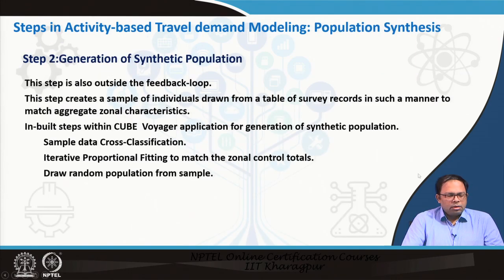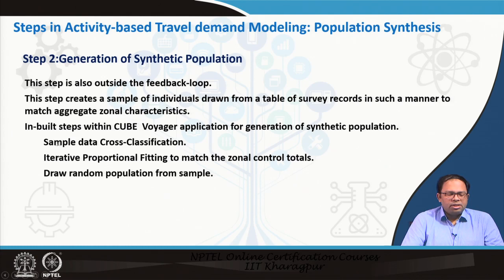Then the next step is the generation of the synthetic population. This step is outside the feedback loop, and it creates a sample of individuals drawn from a table of survey records in such a manner as to match aggregate zonal characteristics. You have to go back to the lectures on population synthesis, which we have done earlier, and see all the steps detailed out there.